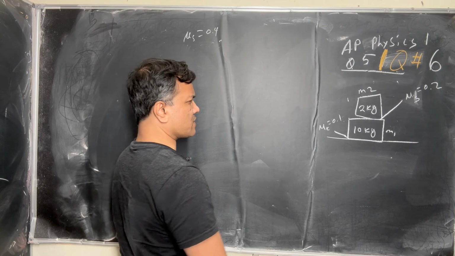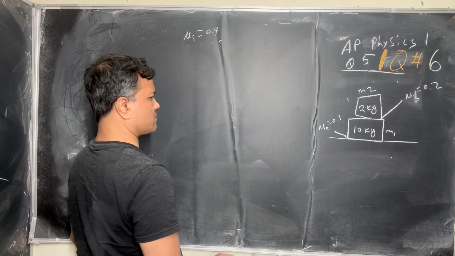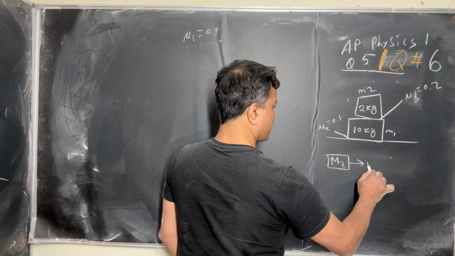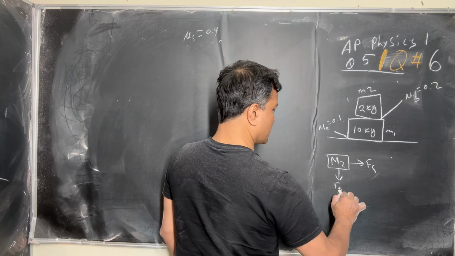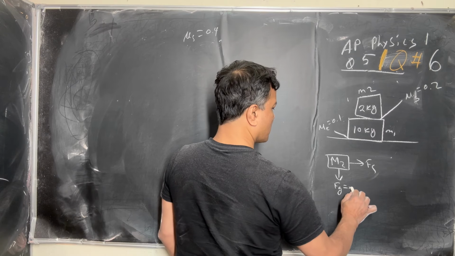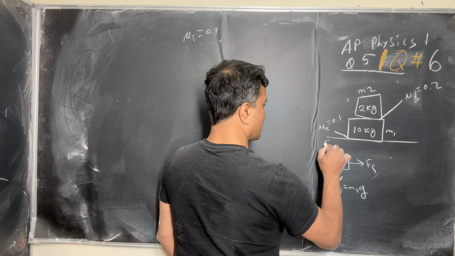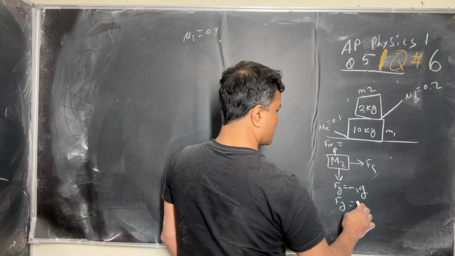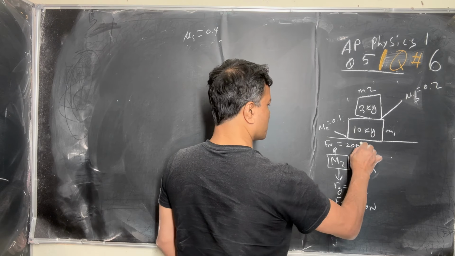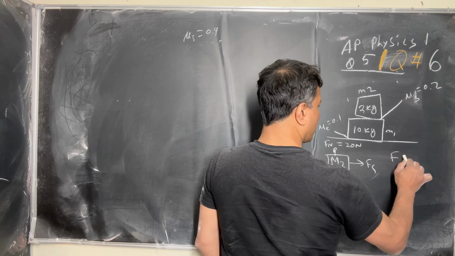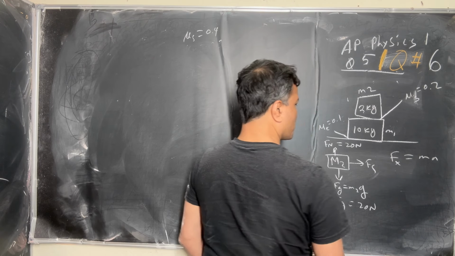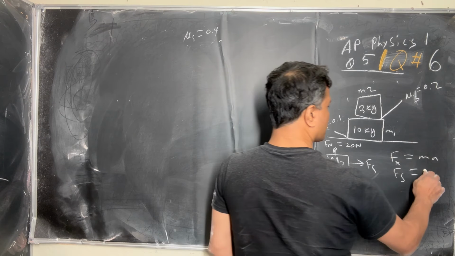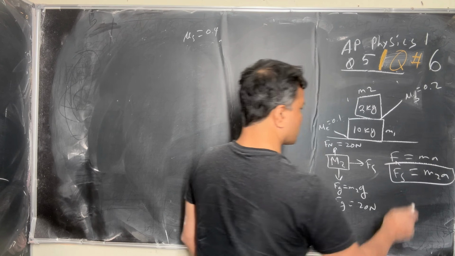Okay, so the first thing we're going to do, draw the free body diagram for M2. So M2 free body diagram goes here. This is Fs, this is Fg, which is M2g. Okay, and this is Fn. M2g is how much? 2 times 10, 20 Newton. So this must be 20 Newton. Okay, great. So we're going to write F equals ma. In the x direction, what's going on? Fs only, which is M2a. We're done with this one.